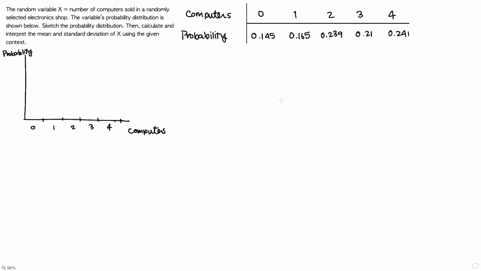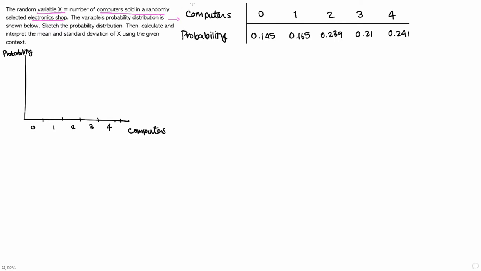In this video, we're going to look at random variables, certain random variable distributions, and then we're going to do this practice problem to help us understand all these concepts. So let's just jump straight into the problem. We have here the random variable x equals the number of computers sold in a randomly selected electronics shop. The variable's probability distribution is shown to the right here. Sketch the probability distribution, then calculate and interpret the mean and standard deviation of x using the given context.